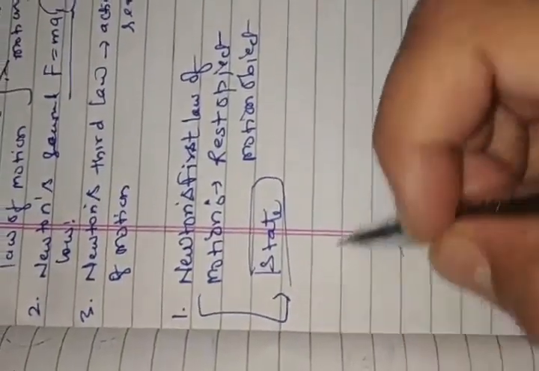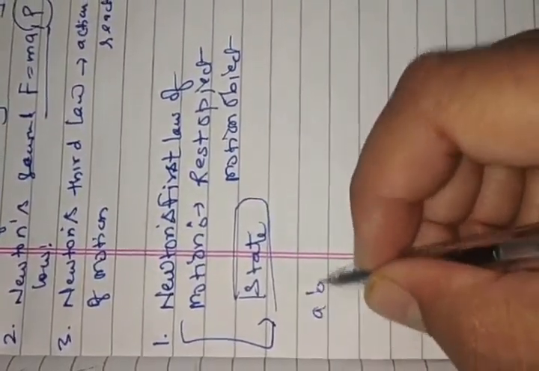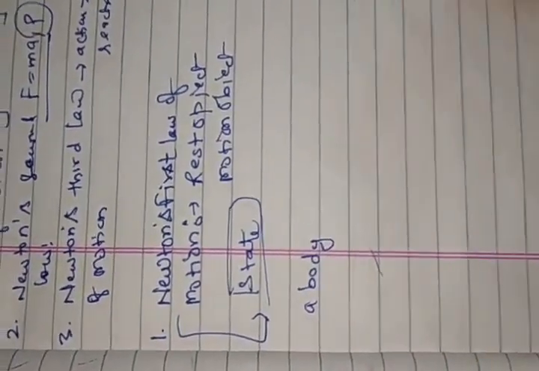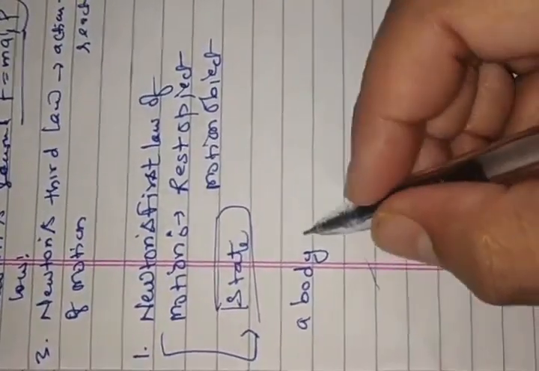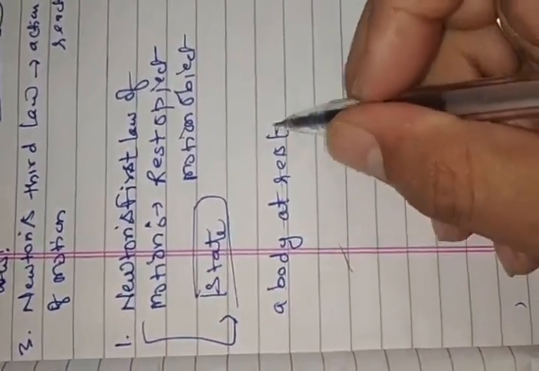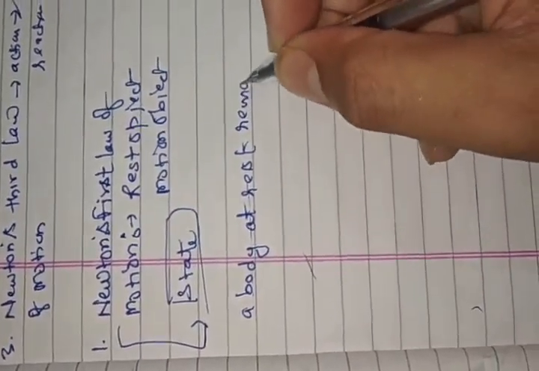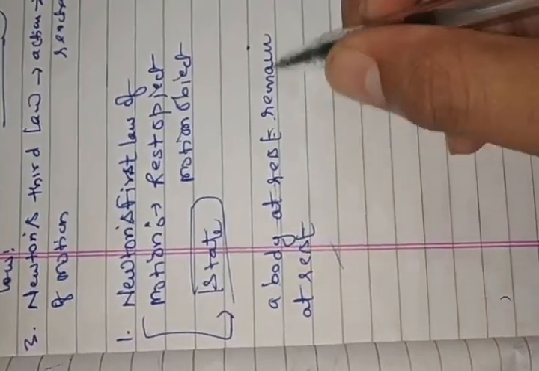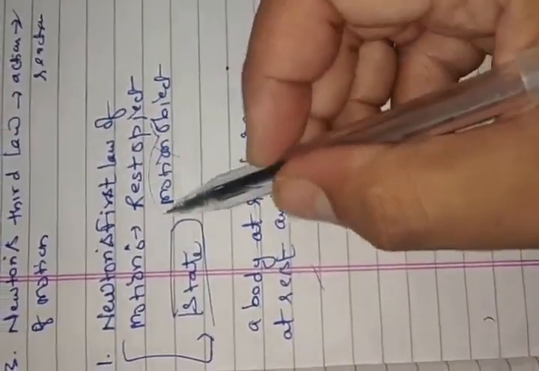First of all, I am telling the definition, the statement of this Newton's first law. A body. In it you can include many objects like a ball, box, table, bed, anything else. A body at rest means initially the body is at rest, remains at rest. A body at rest remains at rest.